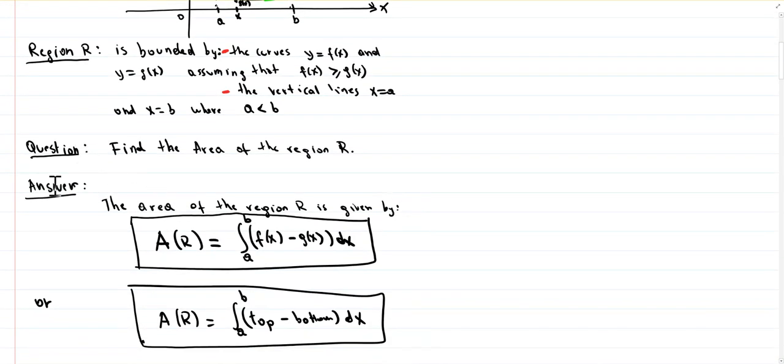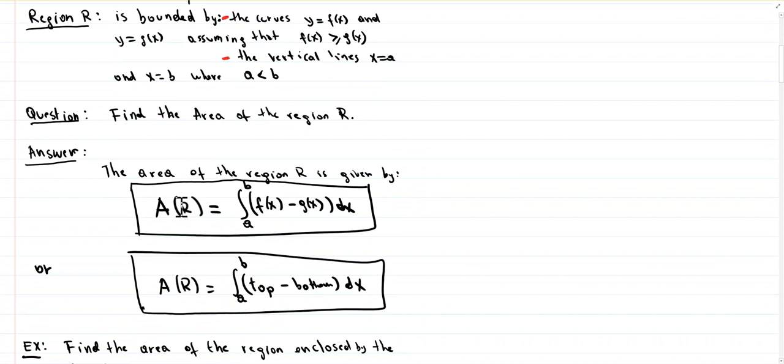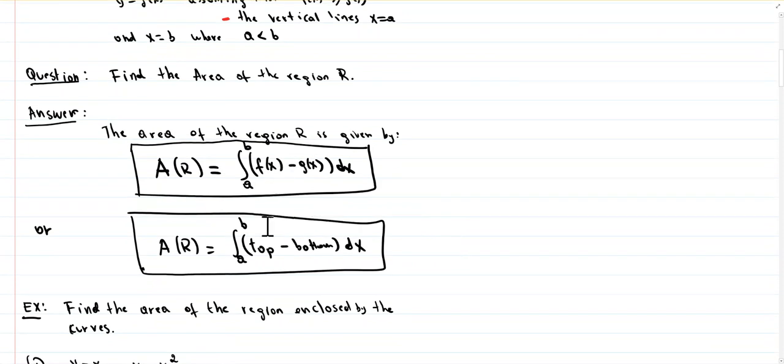So to find the area of the region R, you'll have to integrate from a to b. You're going to integrate the difference of the curves. So f of x is the top curve, and g of x is the bottom curve. So you're going to integrate from a to b f of x minus g of x dx. It gives you the area of the region that you're looking for. To simplify this a little bit, we put top function minus bottom function here, just to make it a little bit easier to understand.